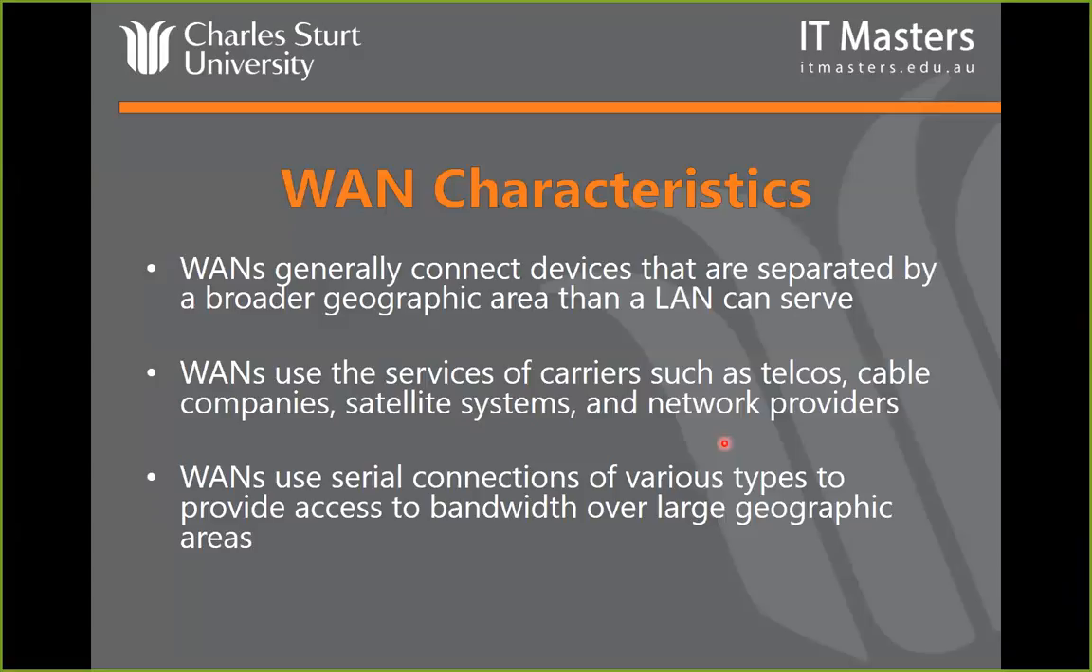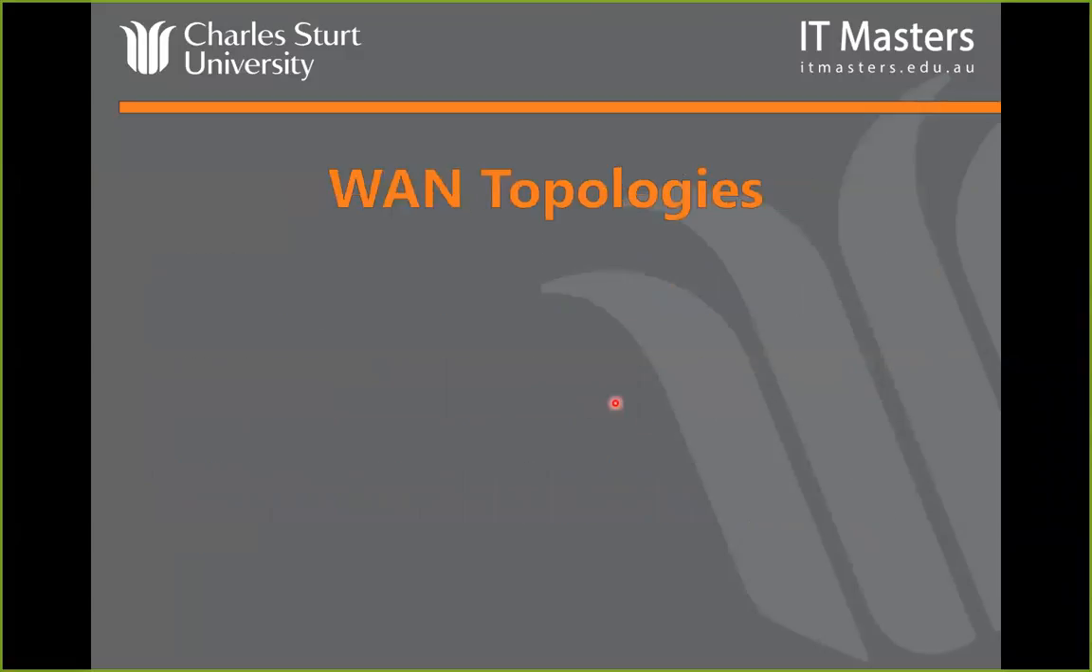WANs typically use serial-based connections of lots of different types that provide access to bandwidth based on a service level agreement or contract that you sign with your service provider. That can range from very small amounts of bandwidth, in the order of half a meg to a meg, sometimes 256K in some places, sometimes less, but not very often, to other technologies that can scale up to hundreds of meg. So it can be very different.